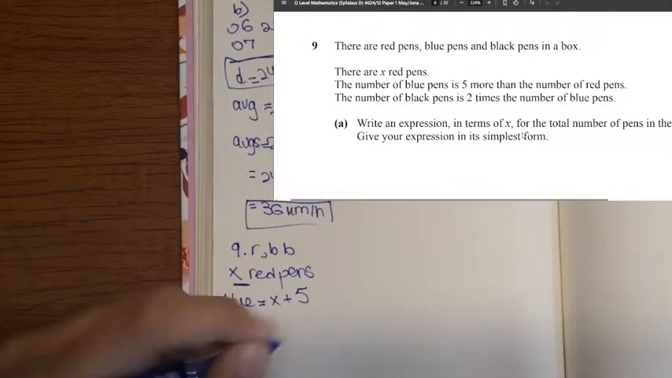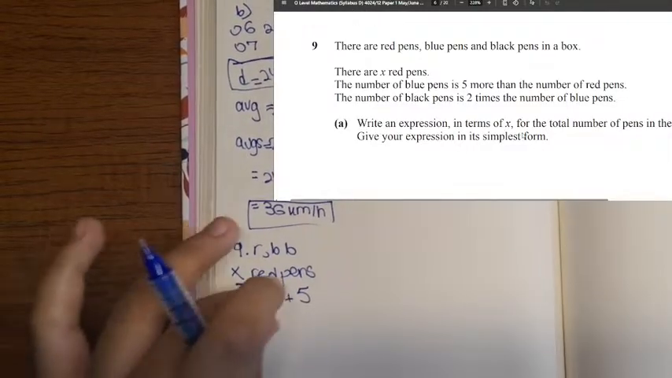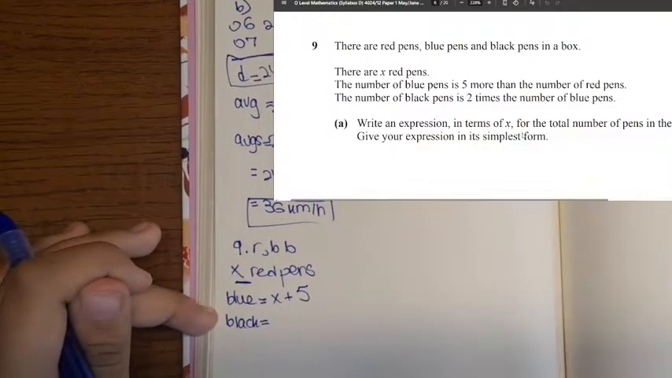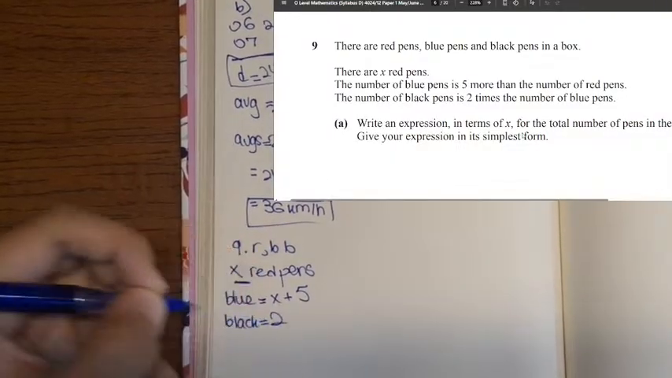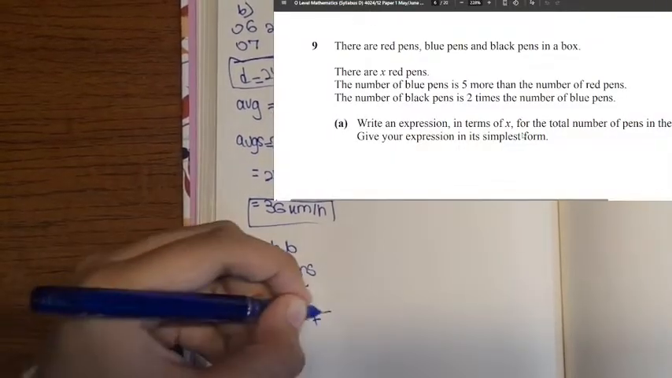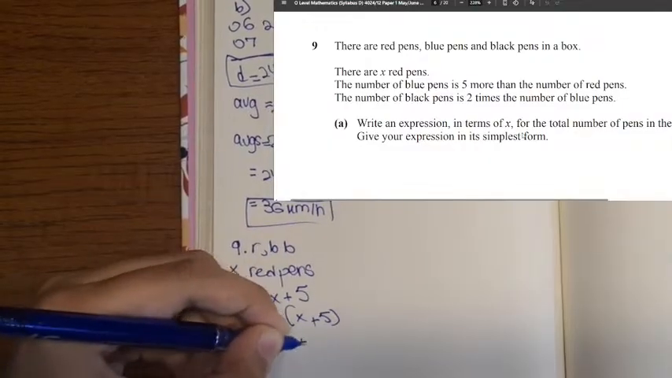The number of black pens is 2 times the number of blue pens. So they're saying that the number of black pens is equal to 2 times the number of blue pens. They didn't say red pens, they said blue pens, right? So 2 times the number of blue pens. So 2 multiplied by X plus 5. This becomes 2x plus 10.